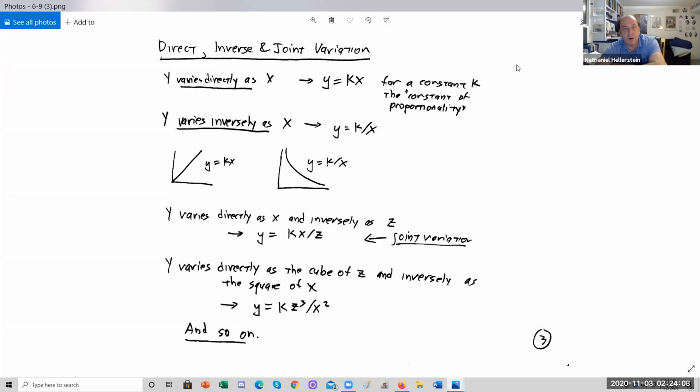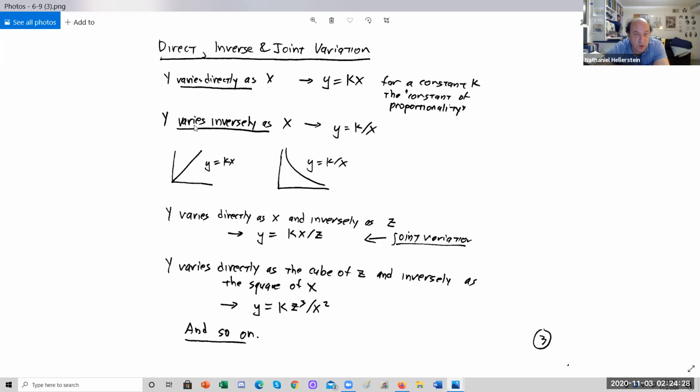Inverse and direct variation. Y varies directly as x means that y equals k times x. K is a constant called the constant of proportionality. The idea is that when x, say, doubles, so will y. So they grow and shrink in direct proportion to each other.